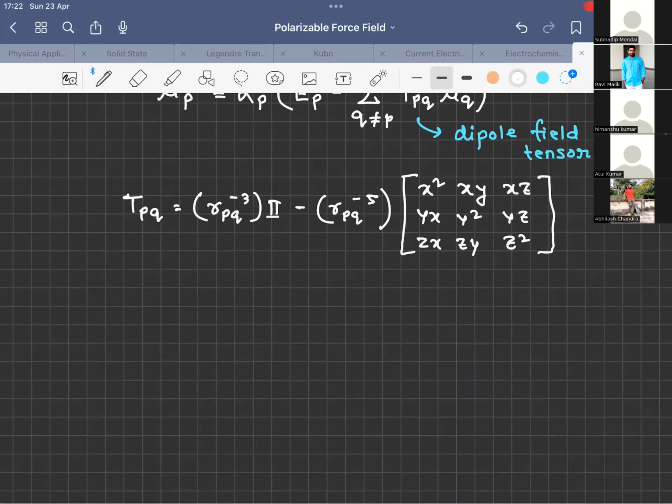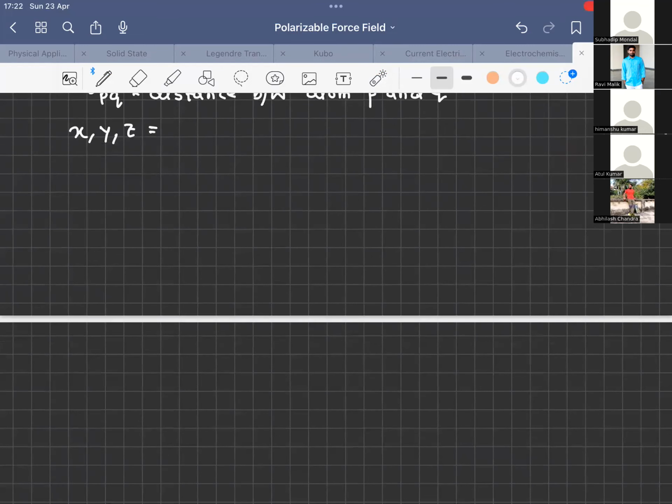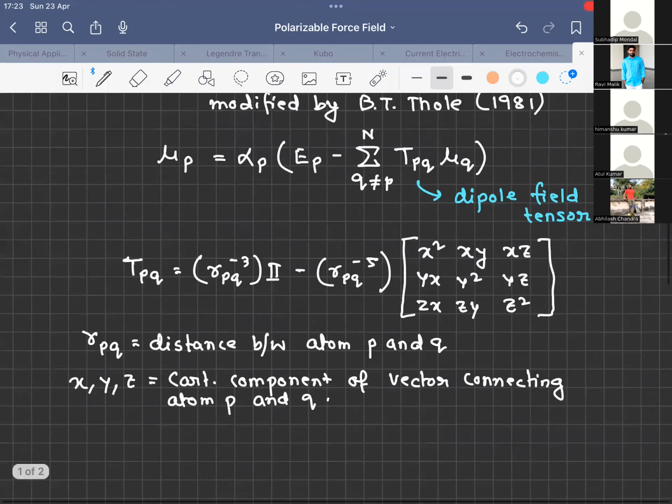So this is the form of the dipole field tensor. What is R_PQ? R_PQ, as we all know, is the distance between atoms P and Q. What are x, y, z? They are the Cartesian components of the vector connecting atoms P and Q. So we can mark this equation as equation 1, and this equation as equation 2.